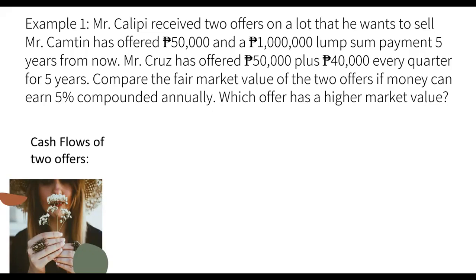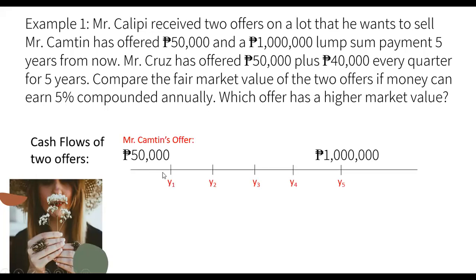While yung kay Mr. Cruz na offer, para dun sa lot na binibenta niya, is 50,000 pesos plus 40,000 every quarter for 5 years. So, syempre, kapag ikaw ay isang negosyante, kapag ikaw isang trader, you need to weigh things out. Saan may mas magandang offer, di ba? So, kailangan ninyo magkaroon kayo ng cash flow. So, paano natin ipapakita yung cash flow niyan? First is the offer of Mr. Camtin: 50,000 and then after siya ng lump sum na 1 million.